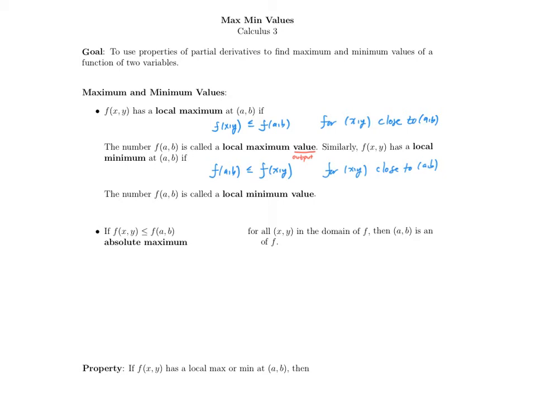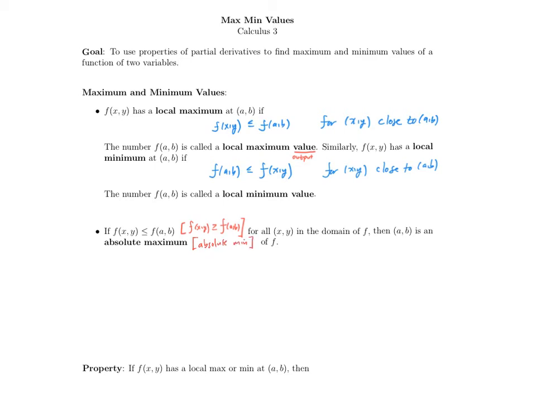And I've left some spaces here, but that's really just to insert the associated language for minimums without having to rewrite everything. So similarly, if we had f(x, y) is always bigger than f(a, b) for every single (x, y) in the domain of f, that would be telling us that the smallest possible output would be this f(a, b). So then (a, b) would correspond to an absolute minimum value.